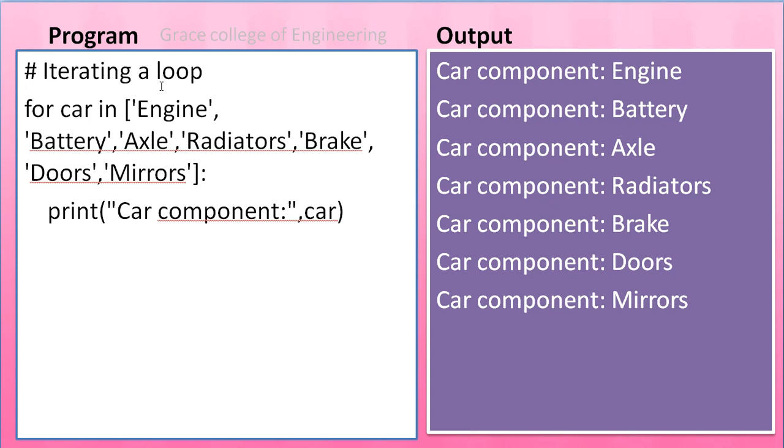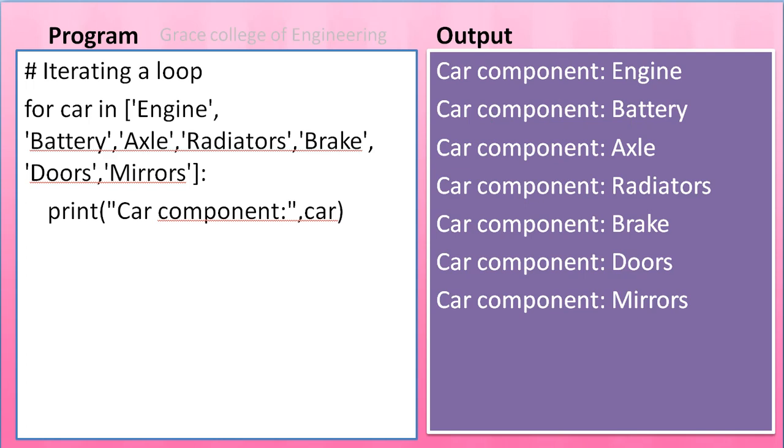Then iterating a loop. For car in list, a list is created with the elements engine, battery, axle, radiator, brake, doors and mirrors. And next, print car component, comma, that variable is given here. So each and every variable is called and printed here. So you can see the output, car component engine, car component battery, up to mirrors it will be executed.